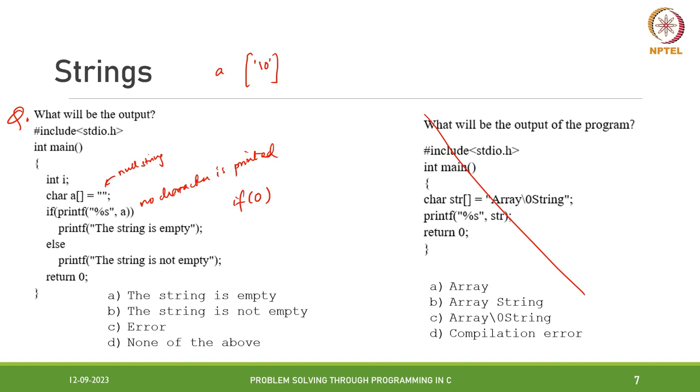Now if of 0 means it's a false condition. If it's a false condition, then it will go to the else part. Else part, string is not empty. So string is not empty will be printed. Is it clear?